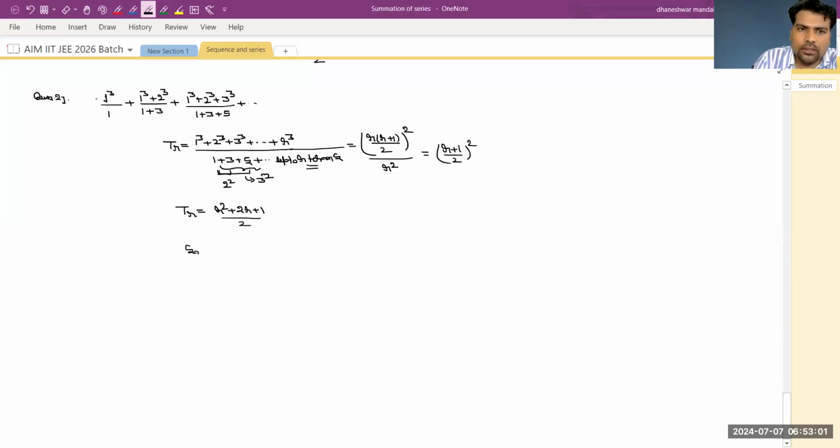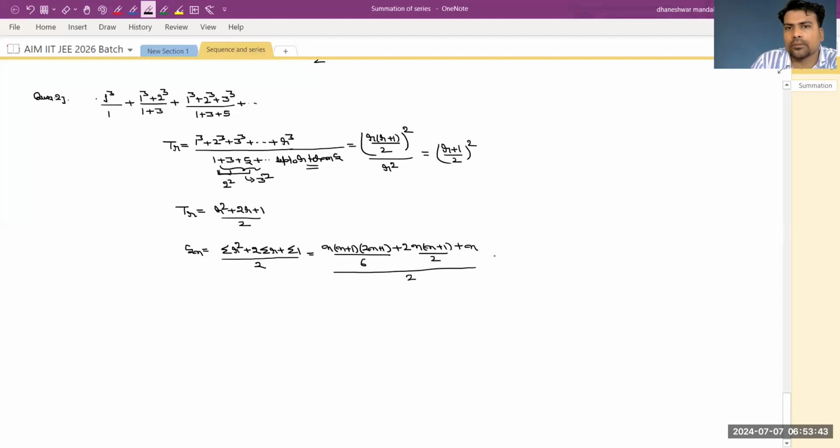So if I want to calculate S of n, then summation of r squared plus 2 times summation of r plus summation of 1, divided by 2 is here. Okay, so what is the summation of r squared? This is nothing but n(n plus 1)(2n plus 1) by 6. And the summation of r is n(n plus 1) by 2. And what is the summation of 1, n times? This is n. Okay, so here we have n by 2 also, divided by 6, and whole divided by 2 is here.